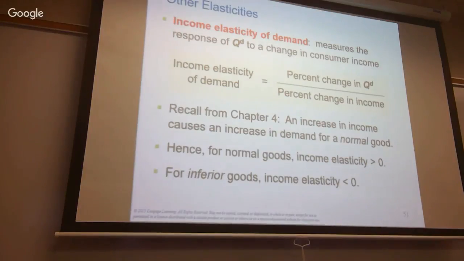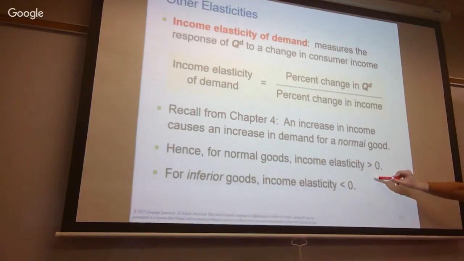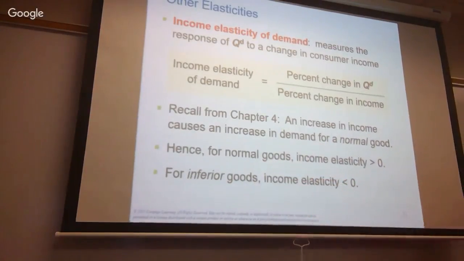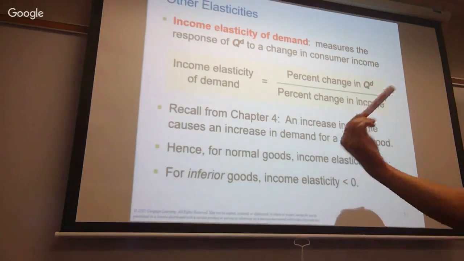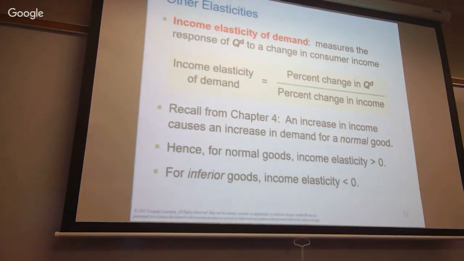So for income elasticity, if your income elasticity is positive, that means this is a normal good. If income elasticity is negative, that's an inferior good. Remember the difference between normal and inferior goods? A normal good is when income goes up, we buy more, and an inferior good is when income goes up, we buy less. So with income elasticity, we can determine if this good is a normal good or an inferior good. Positive is normal, negative is inferior.